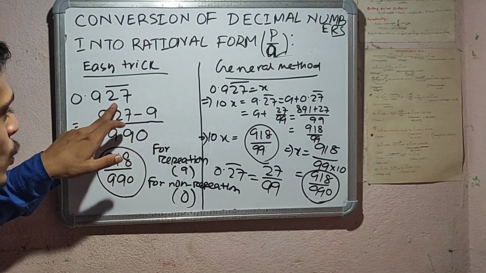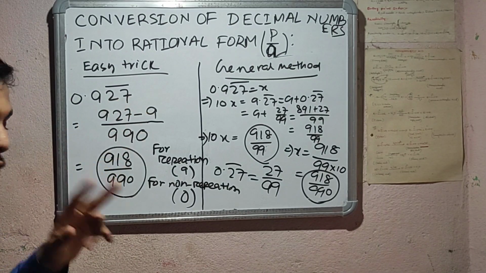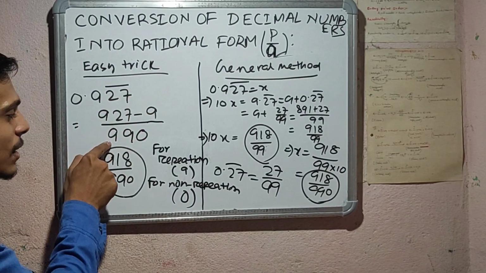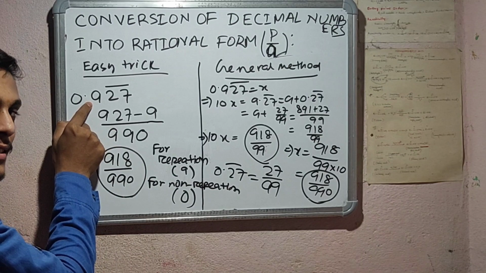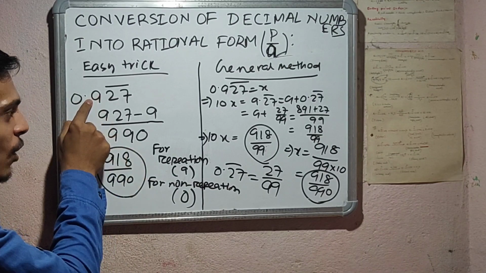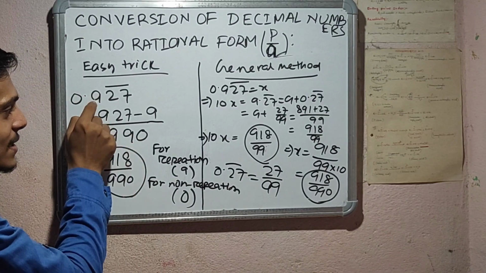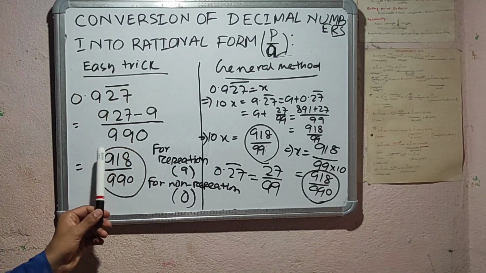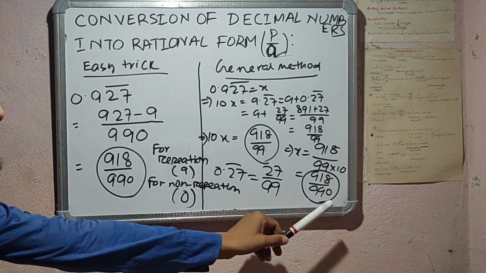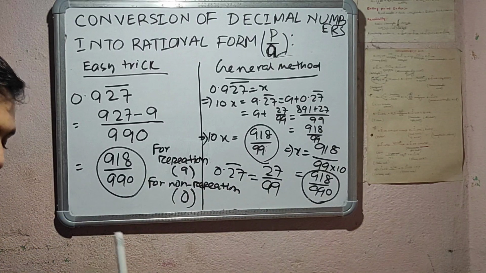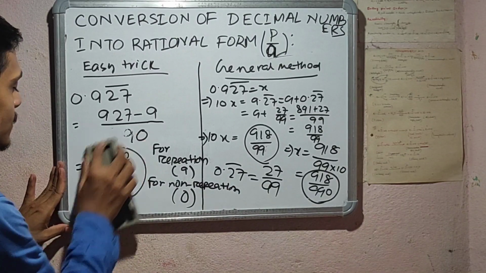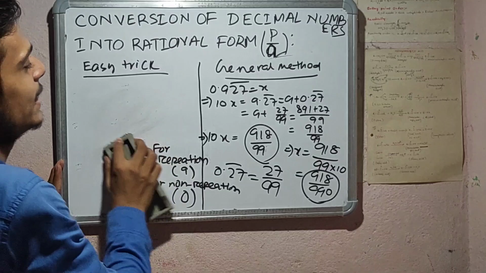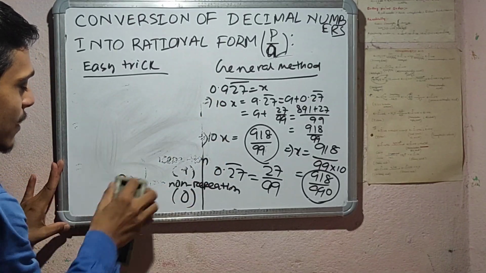99 means what? For 27, two digits are repeating, so 99, and one digit remains non-repeated. So for 9 I put 0. For this 9 I put here 0. Clear my point? So it becomes 918 by 990. This is the answer. Clear?